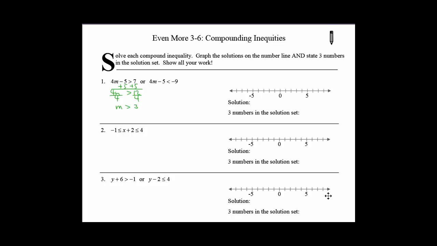For the other part of this inequality, it starts with the same expression, 4m minus 5. So I can do the same two steps. I can add 5 on each side of the inequality. That gives me 4m is less than negative 4. And then I can divide each side by 4 and get m is less than negative 1. Now let's remember to put the word or in there in between those two.